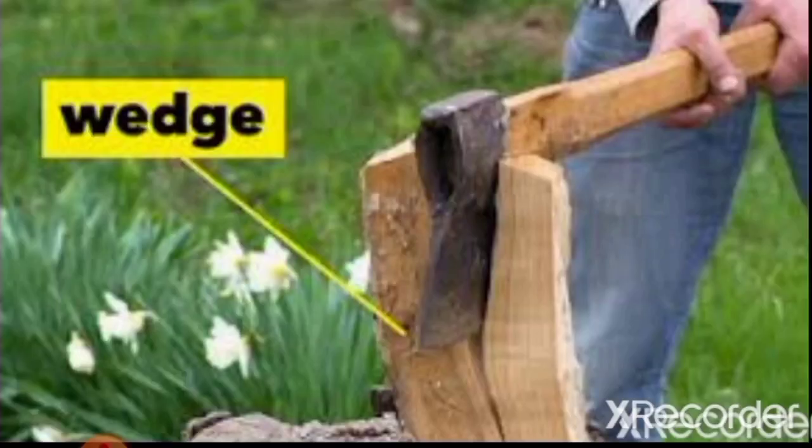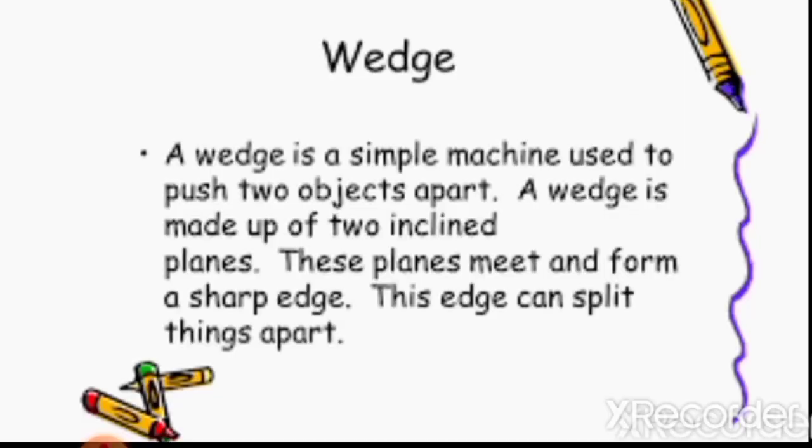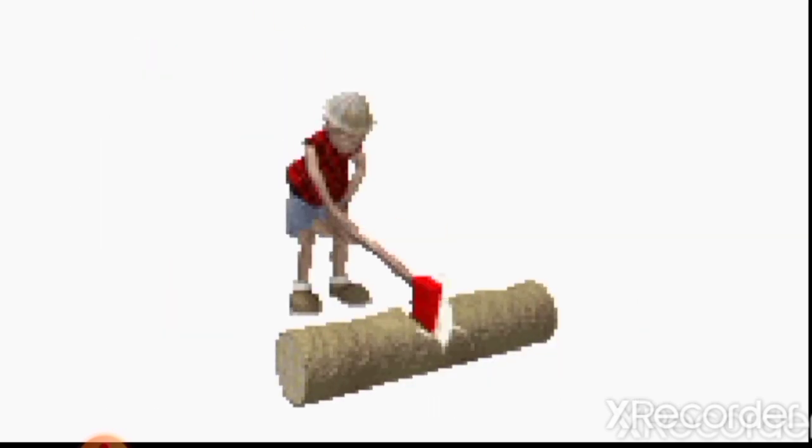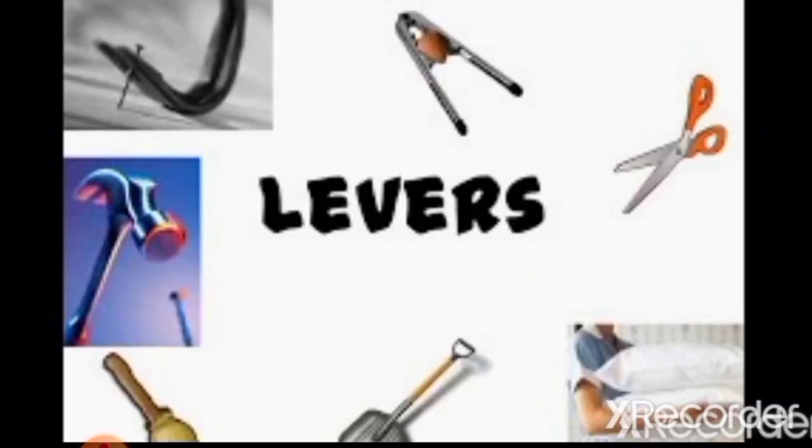The next is the wedge. A wedge is a simple machine used to push two objects apart. This wedge has two planes that meet together and form a sharp edge. The edge is usually used to cut or split objects apart. For example, axe, knife, saw, pencil sharpener, shovel, and zipper. These are examples of wedge. They have two planes joined together so that they form an edge. So this is an example of cutting wood with an axe.